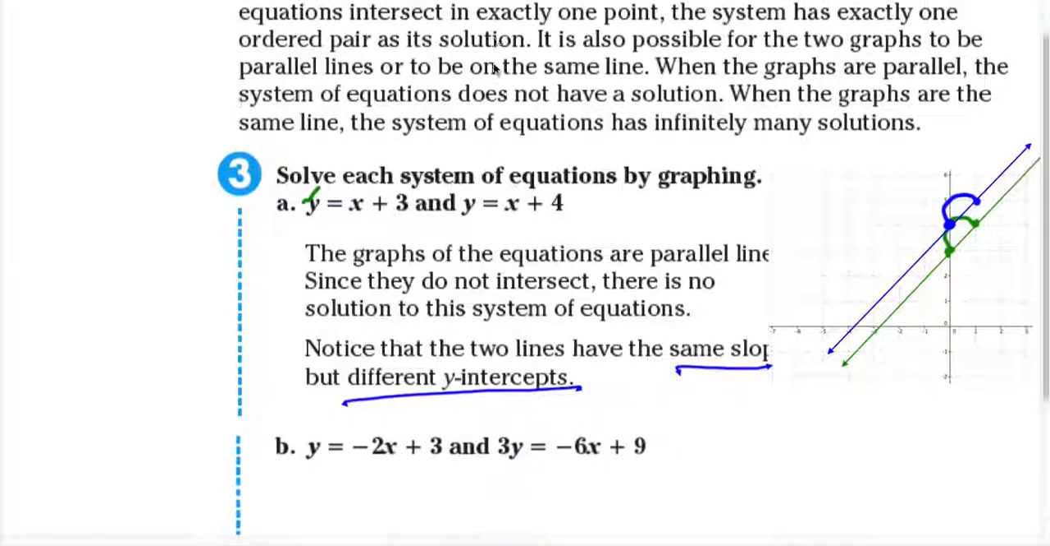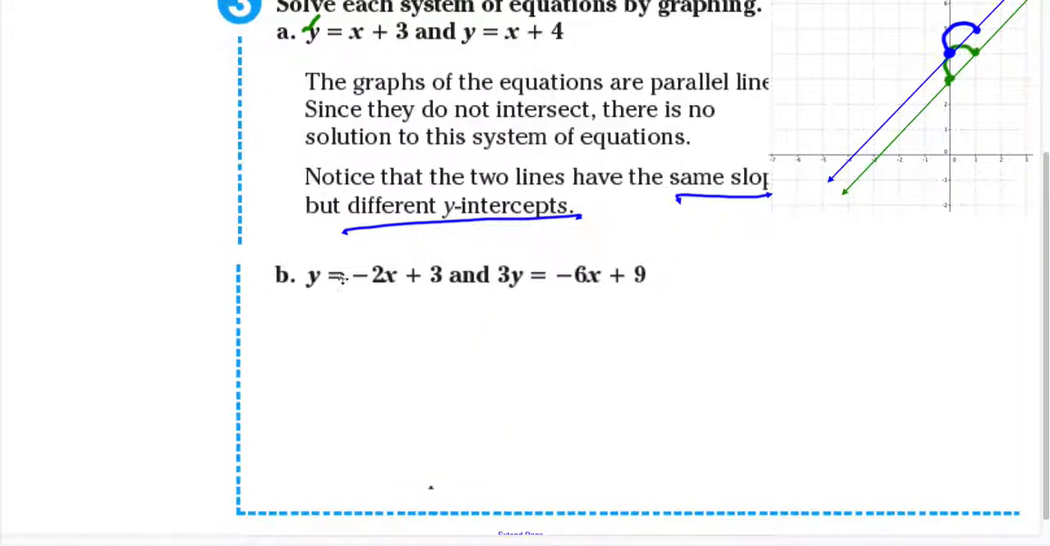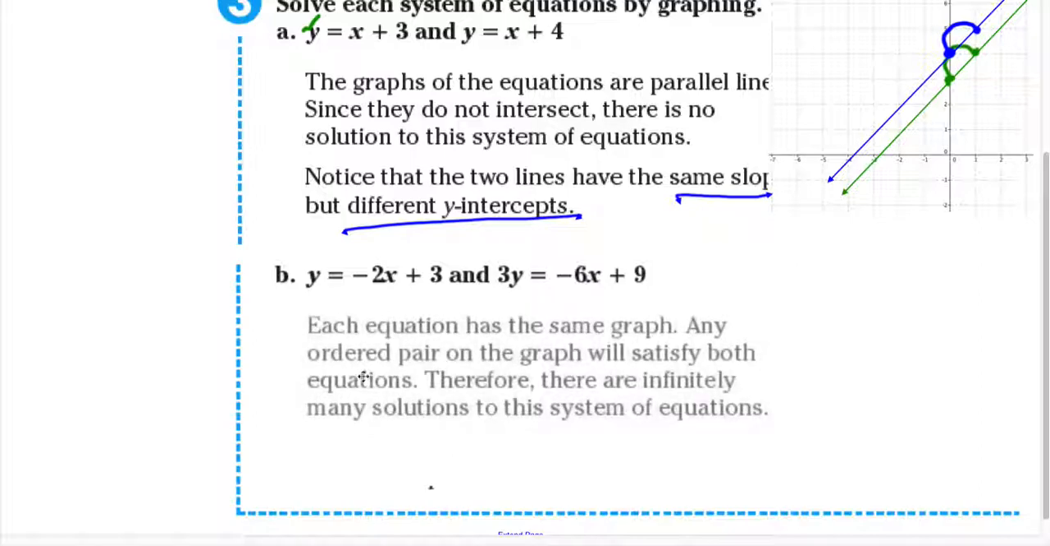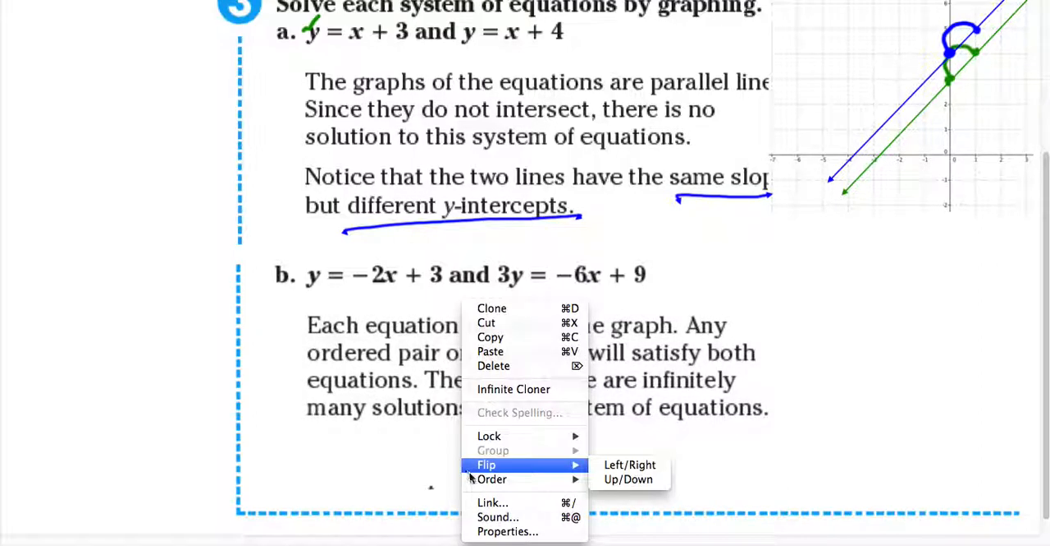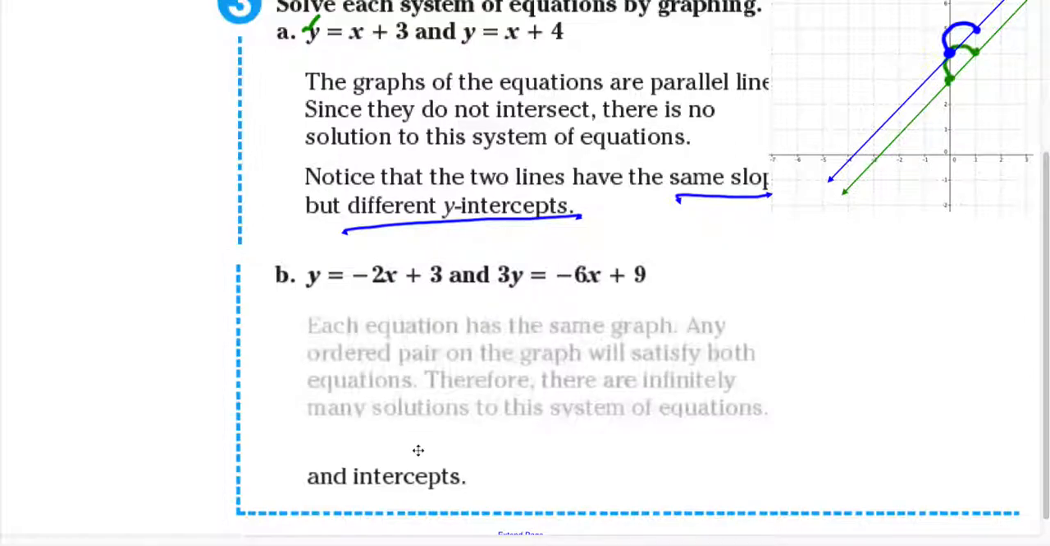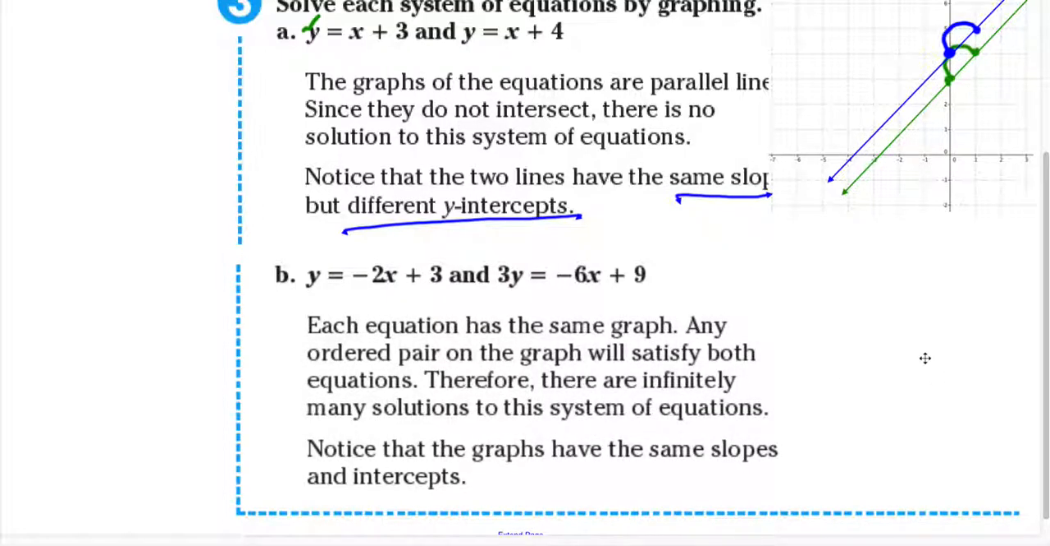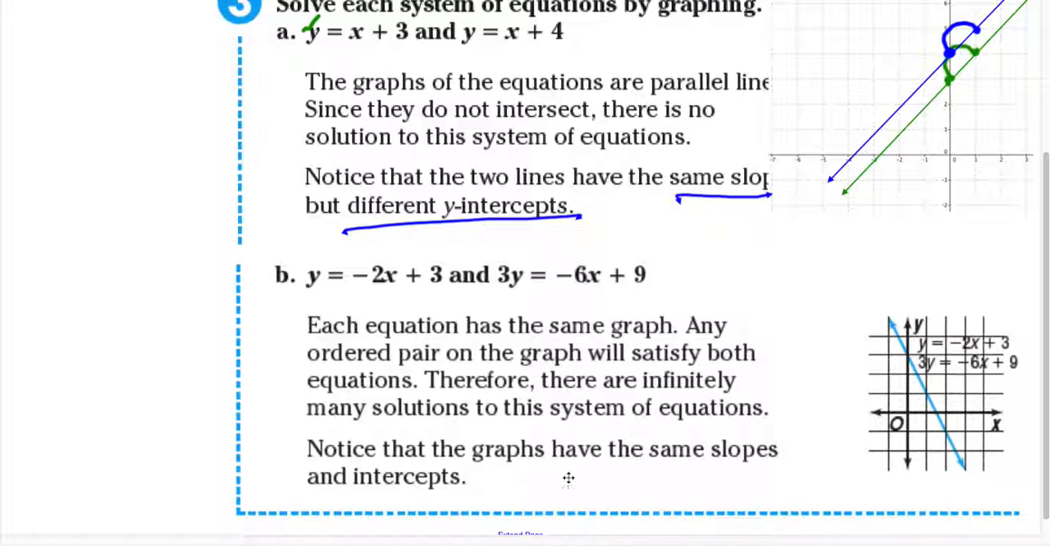Okay? And in letter B, y equals negative 2x plus 3 and 3y equals negative 6x plus 9. And if we graph these, this is what we're going to end up with. So each equation has the same graph. Any ordered pair in the graph will satisfy both equations. Therefore, there are infinitely many solutions to this system of equations, which simply means this: the graphs have the same slopes, and they have the same y-intercepts.